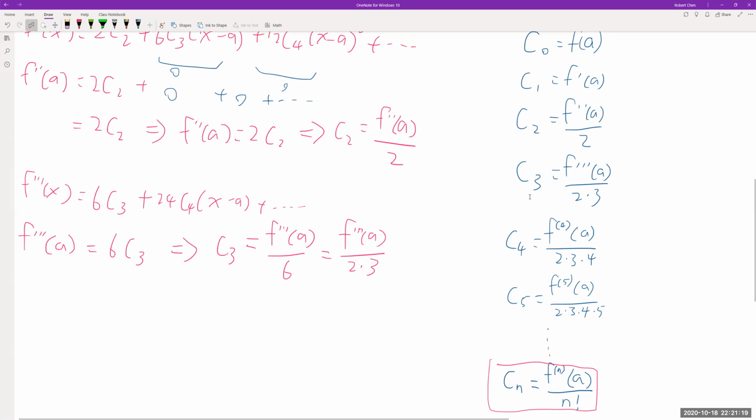Let's take C3 for example. So n is 3. We are looking at n is 3, right? We are looking at triple primes and then 3 factorial down here. So that is the formula, or the form, for the nth coefficient in the power series, and we can use this to find the coefficients.